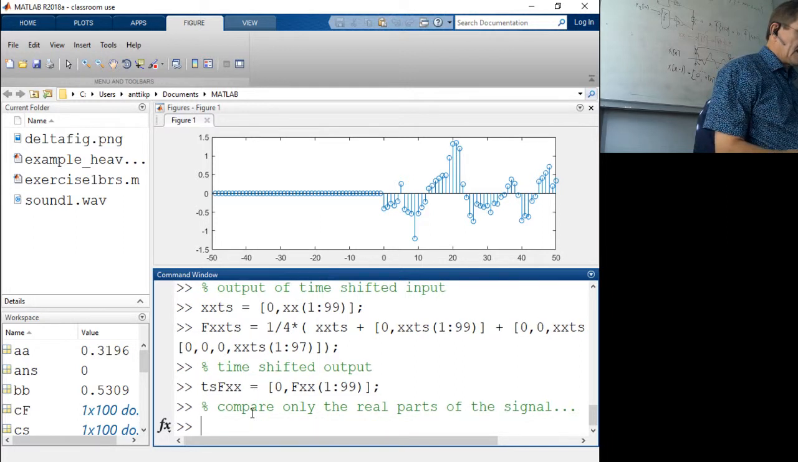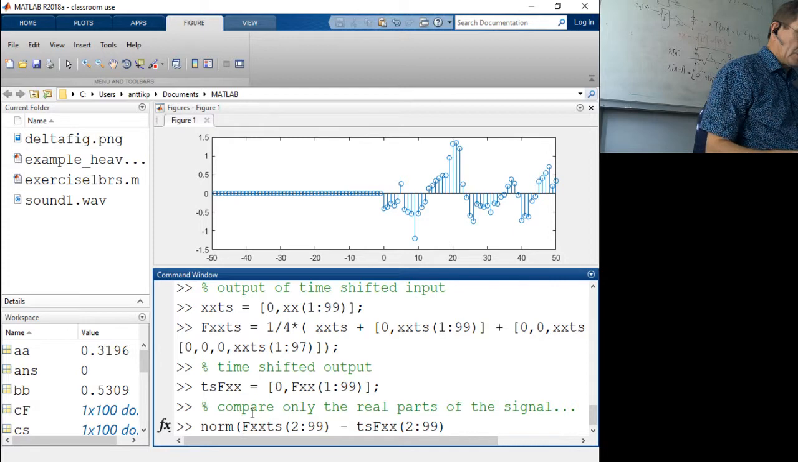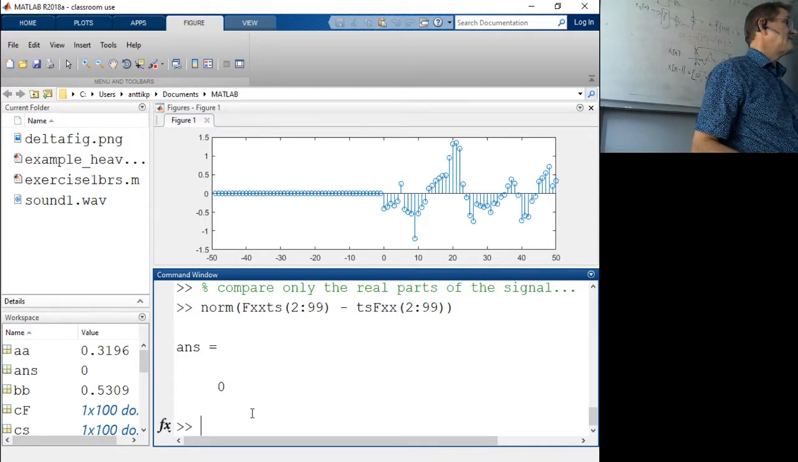So we say take the FXXTS from 2 to 99 minus TS FXX 2 to 99. Wait a minute, 100. Well, it doesn't make any difference. Let's do this one. So we take 1 point from each end, since in any case we are calculating the norm. If this is 0, then this system was time shift invariant. And yes, this system is time shift invariant. Whoa, that took some effort.